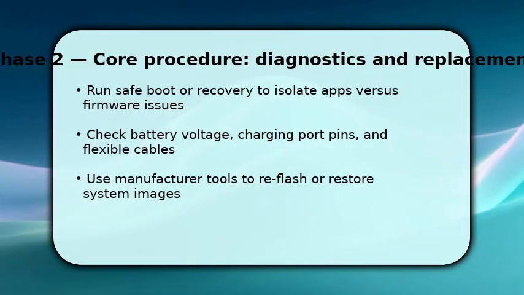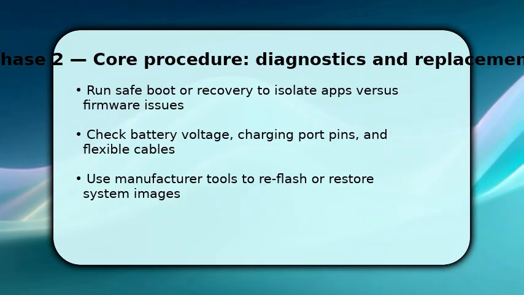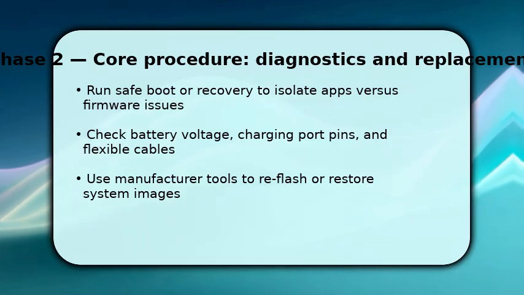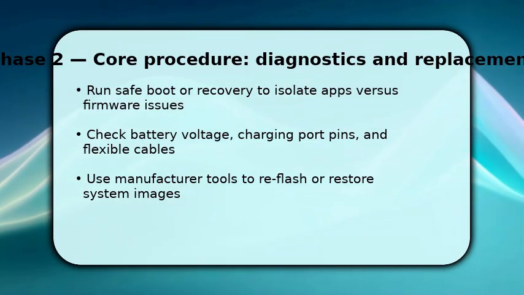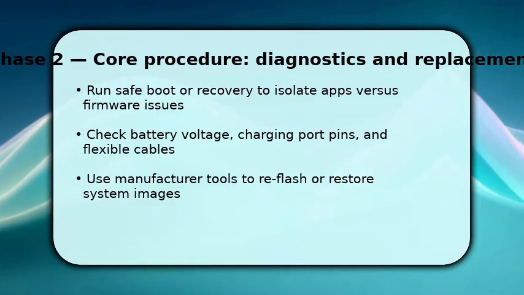Once done with initial checks, boot into safe or recovery mode to determine if a third-party app causes on/off looping. If the phone still misbehaves, inspect the charging port and flex cables under light. Corrosion or loose pins explain many failures.